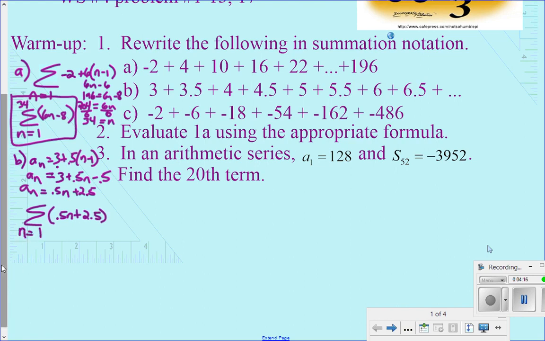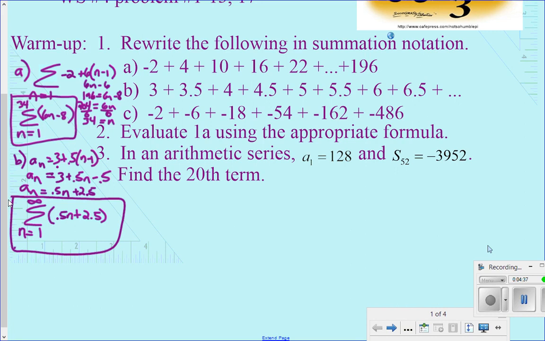Lower index, we're going to make 1. And upper index is number of terms. Well, I see plus dot dot dot here, so I know that means this series is continuing on forever to infinity. So my upper index is infinity. And that is sigma notation for letter B.